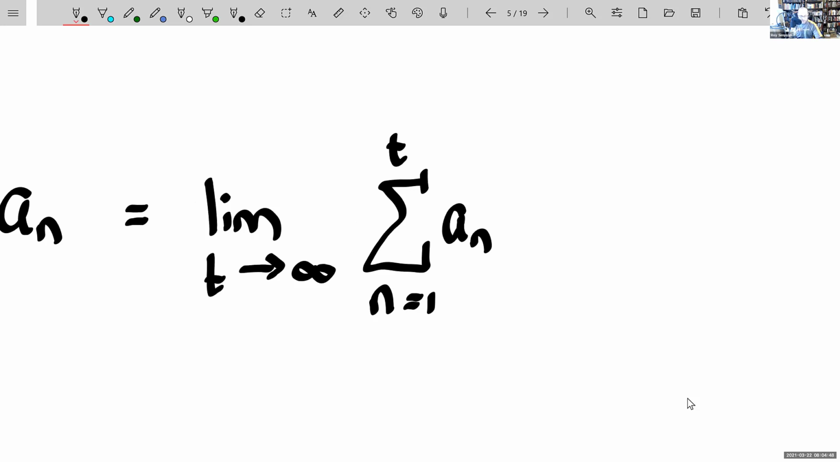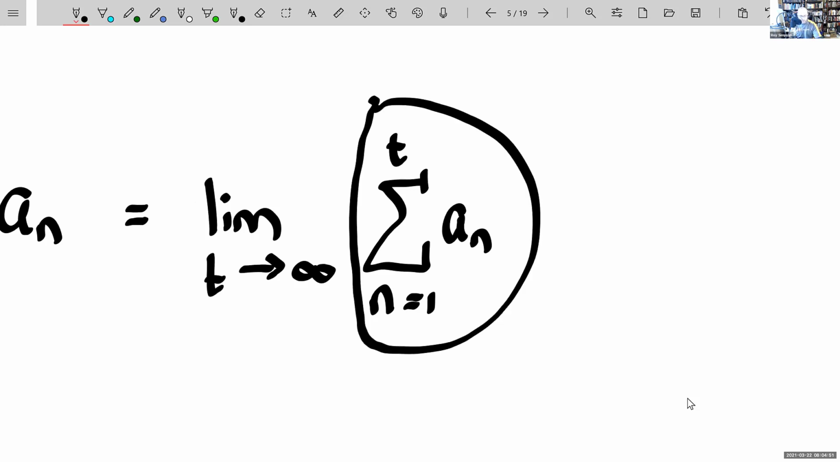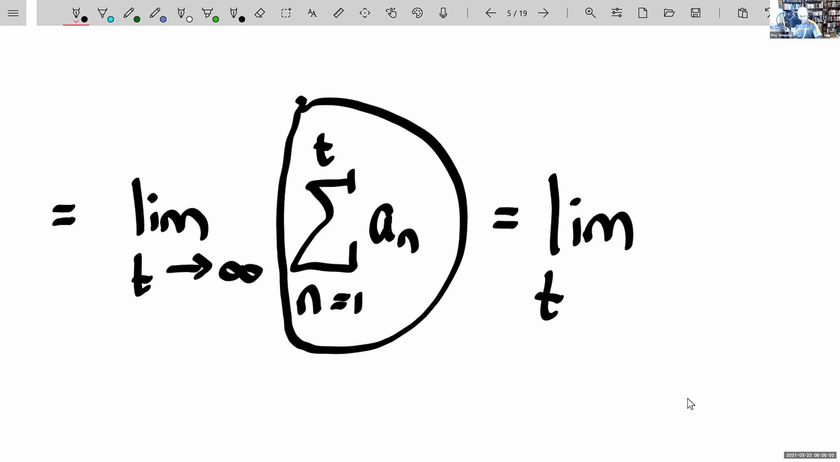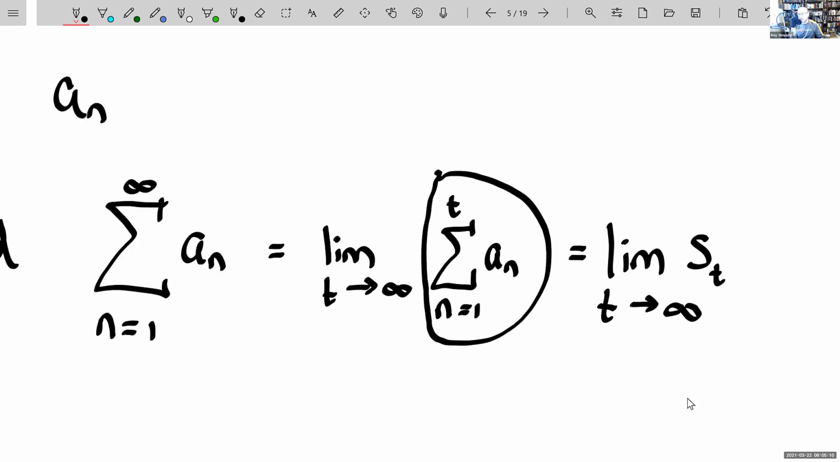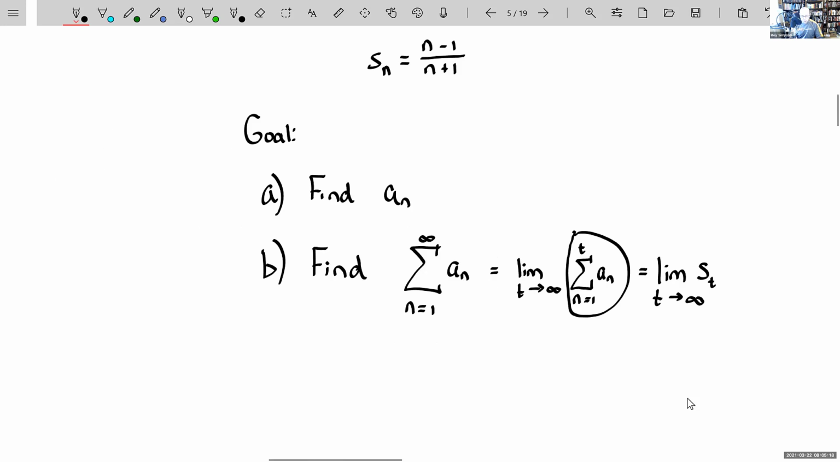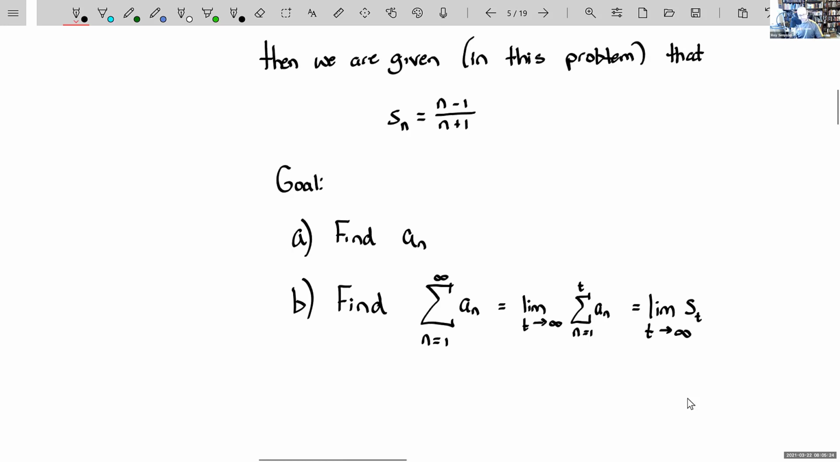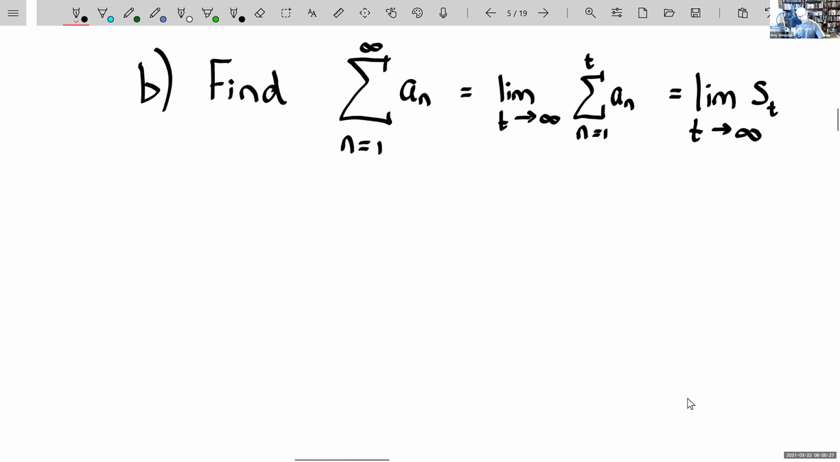And we know that this notation, the sum of the first t terms of our base sequence, is written a little bit more cleanly as S sub t. So we're just trying to find the limit as t goes to infinity of S sub t, where S sub t is the sum of the first t terms of our sequence. All right, so those are our two goals. Let's go ahead and talk about finding a sub n. So part A.